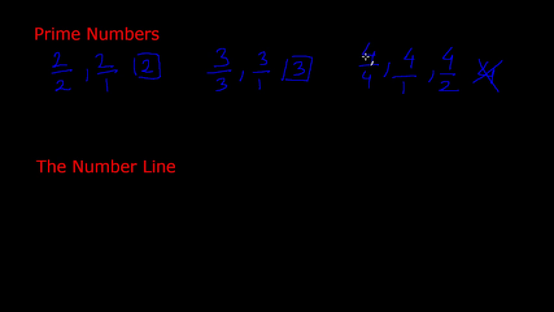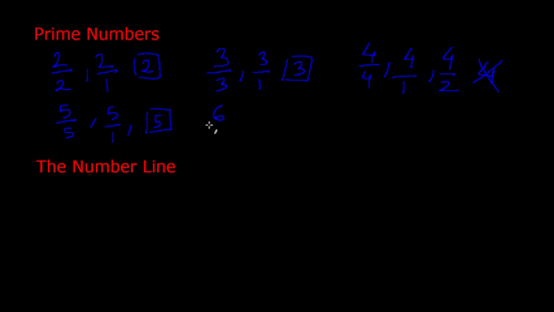So as you can see, all the numbers in the number line can be divided by itself, and can be divided by 1. But when it can be divided by something else, that's when it is not a prime number. So let's go on. Let's look at a few more. 5 can be divided by itself. Yes. 5 can be divided by 1. Yes. 5 can be divided by anything else. No. So it's a prime number.